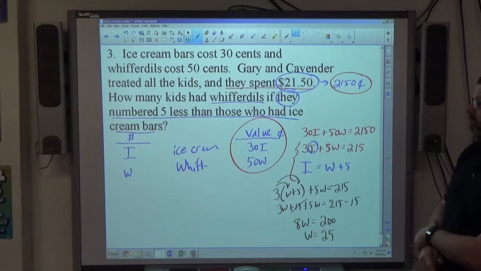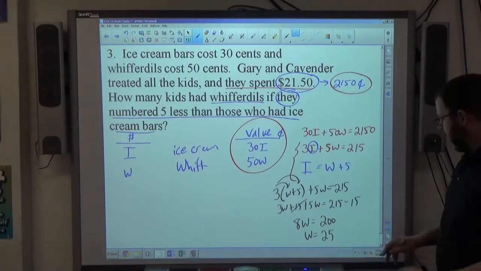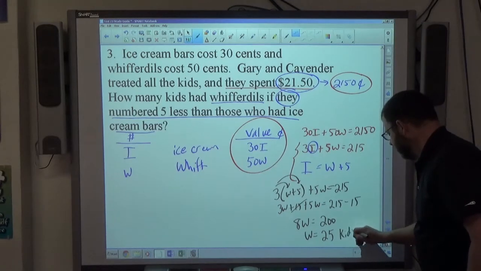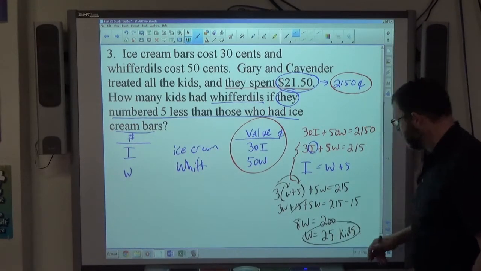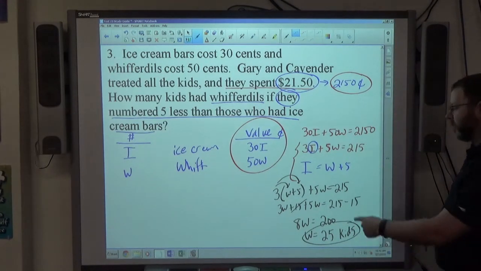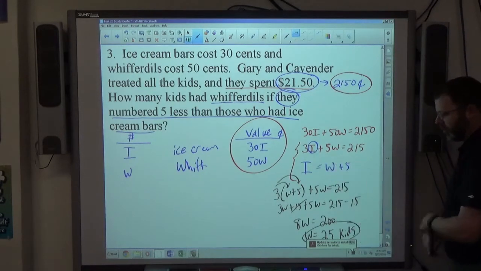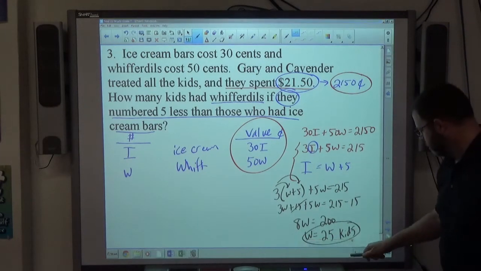And that's what they're asking for. How many kids had whifferdils? 25 kids had whifferdils. If they want to know how many had ice cream bars, 25 plus 5 is 30. They didn't ask for that though.